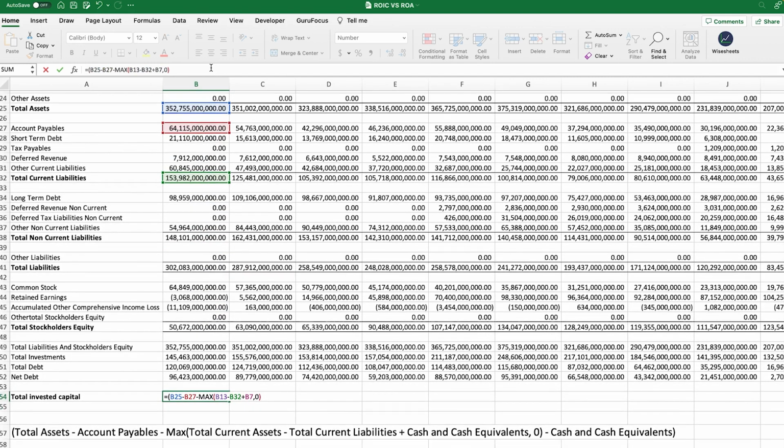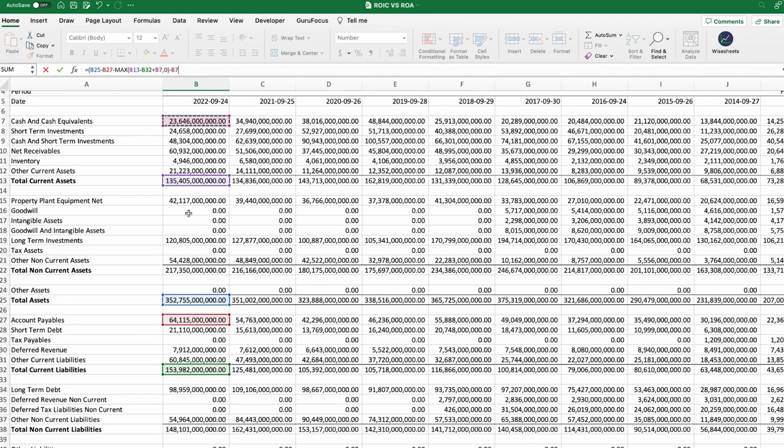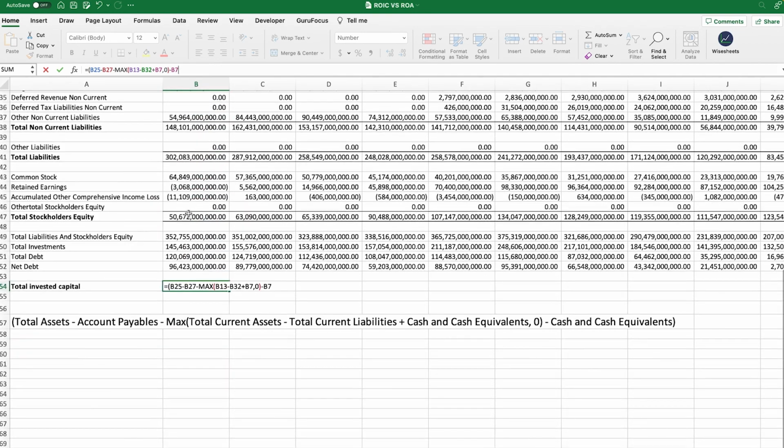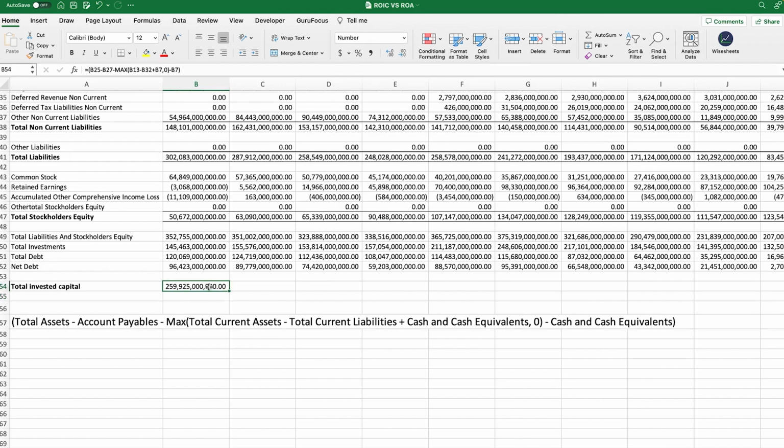And then after that, we're going to go ahead and subtract the cash and the cash equivalents. So we're going to select this value again. Now the formula is finished. You can pause the video anytime if you want to copy the formula. And here Excel is just allowing us to make a correction for the brackets themselves of the data. So we're going to click yes. And this is the total invested capital that we're going to be using in the calculation.